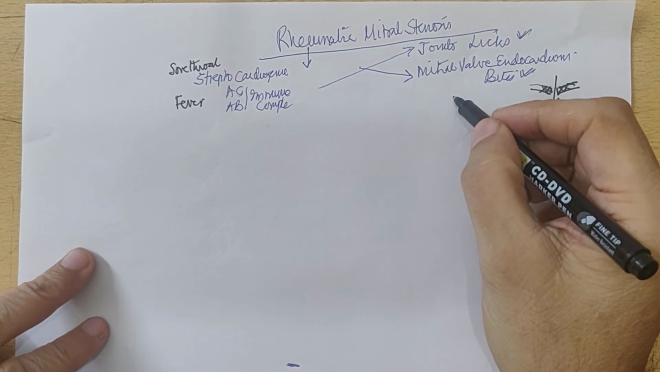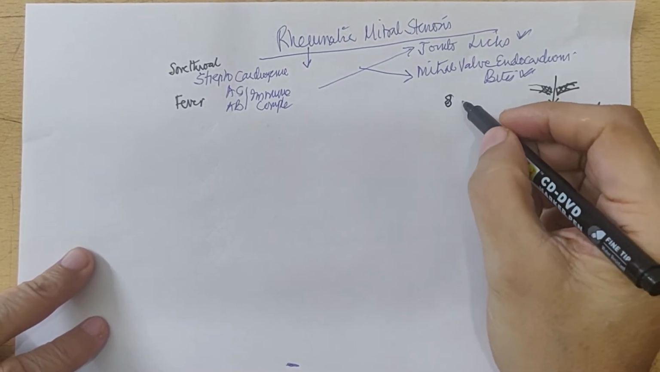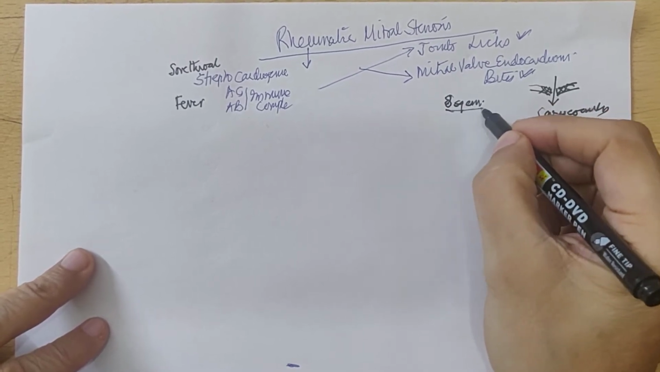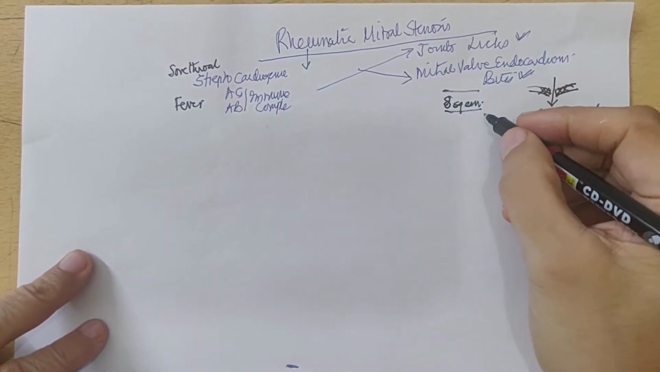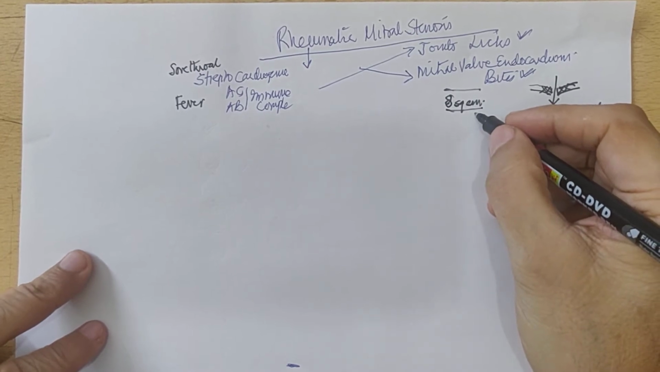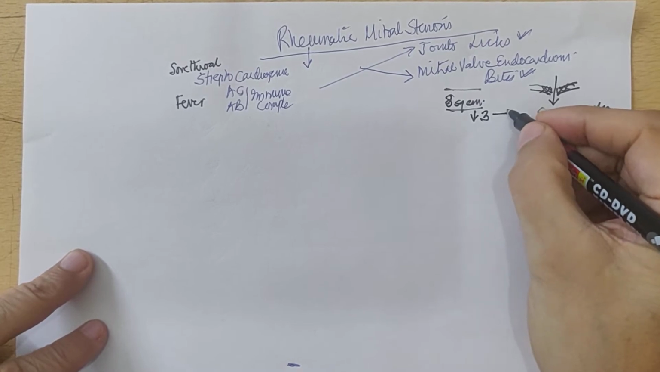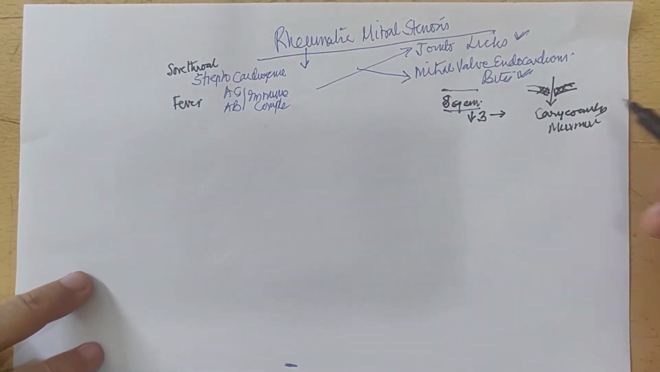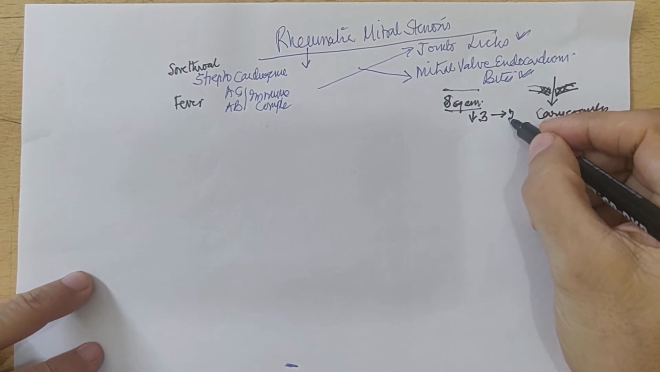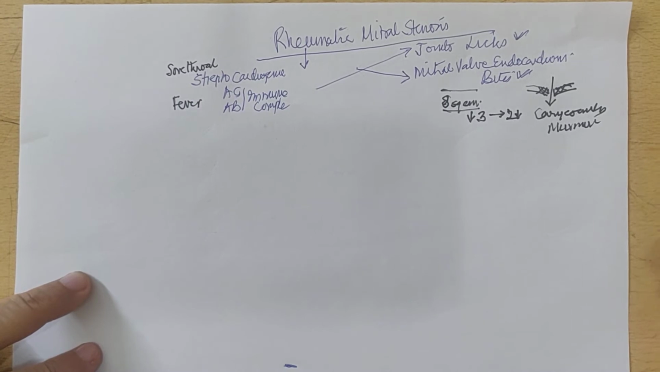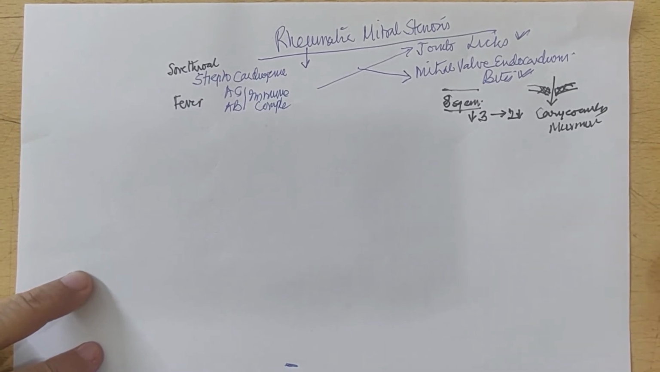Normally, 8 square centimeter is the opening of the mitral valve. If it decreases to less than 3, then a murmur would be produced, and if it decreases to less than 2.5, then probably the hemodynamic effects of the stenosis would be produced.